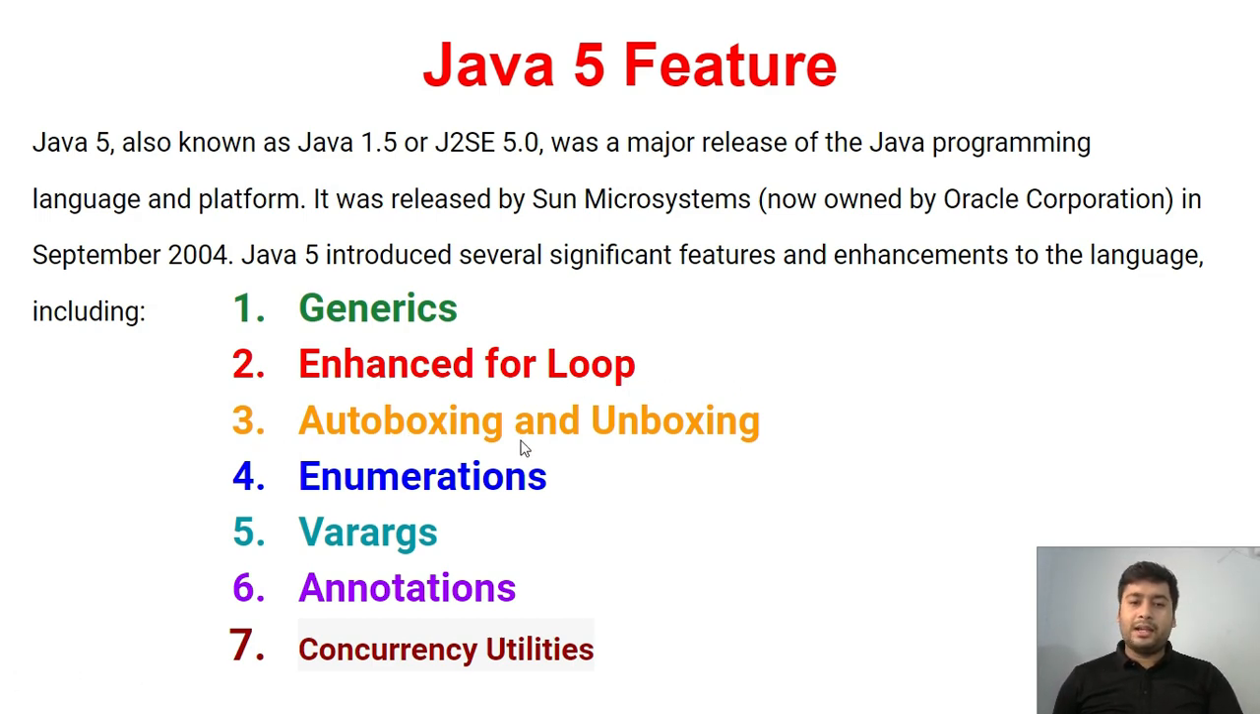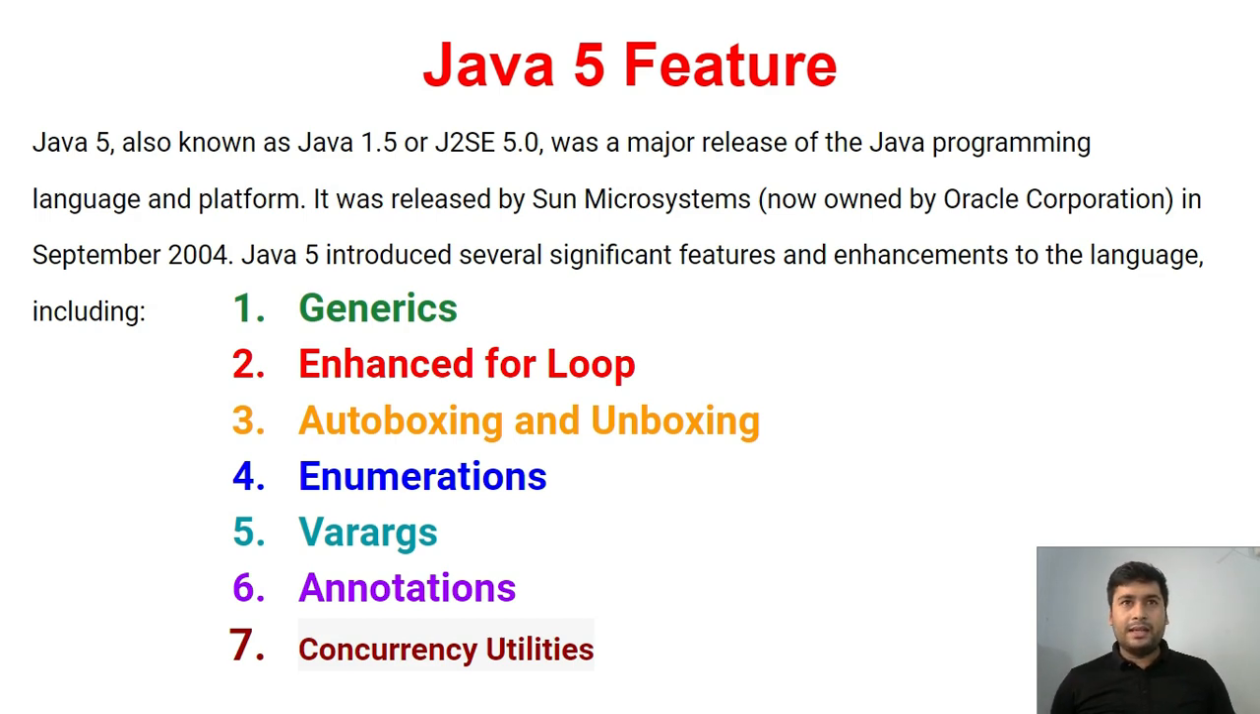What is autoboxing and unboxing? We discussed autoboxing and unboxing in the wrapper classes, which we have already covered. Enumerations I have already covered in the collections. In the collections, the legacy classes like Vector and Hashtable use enumeration to iterate over those collections. Varargs I have already explained: in a method declaration we give three dots, and we can pass one element, two elements, three, five, as many elements as you want. It will look like an array only.